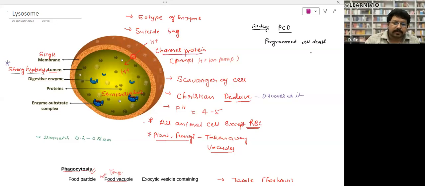The pH value of the enzymes inside the lysosome is 4 to 5. They are found in all animal cells except RBC. In plants and fungi, the function is taken away by the vacuole, so they are not found there. They have a single membrane and strong hydrolytic enzymes. These are digestive enzymes, proteins are present, and the material inside is semi-crystalline. The diameter is 0.2 to 0.8 micrometer.